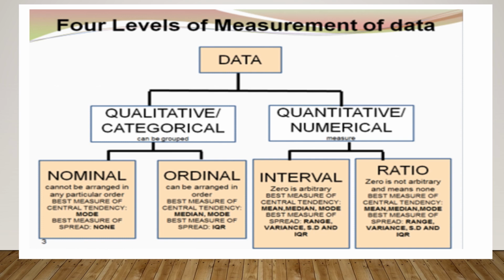When we say nominal, these cannot be arranged in any particular order. The best measure of central tendency is mode. Then the best measure of spread is none. While the ordinal data, these can be arranged in order. The best measures of central tendency are median and mode. Then the best measure of spread is the interquartile range.